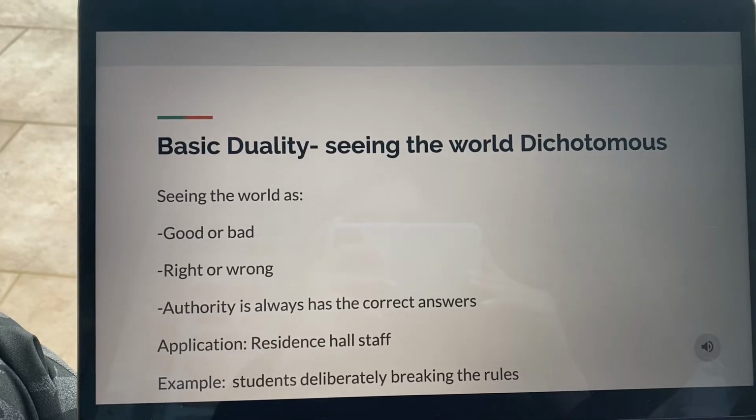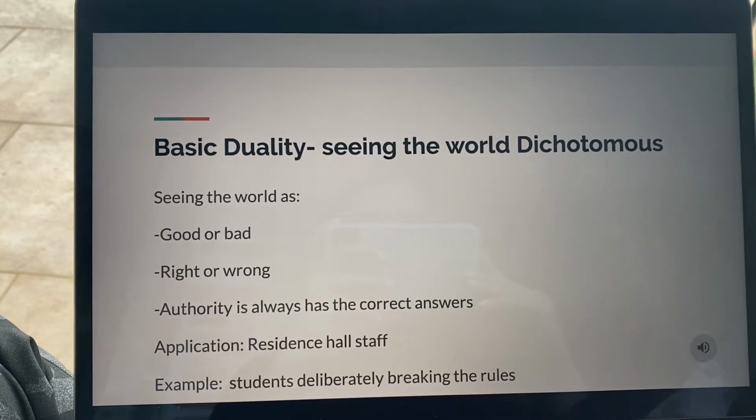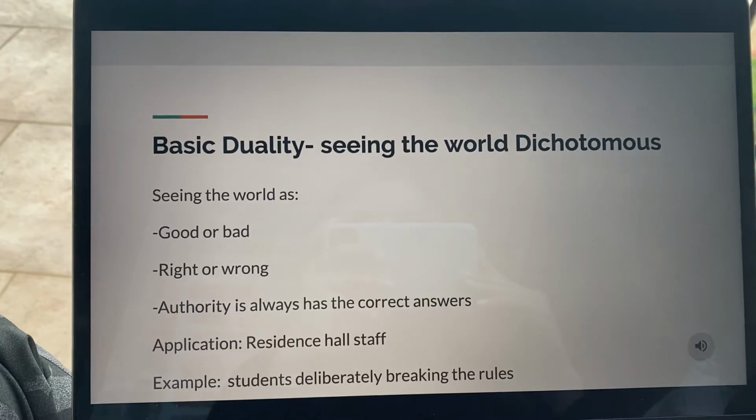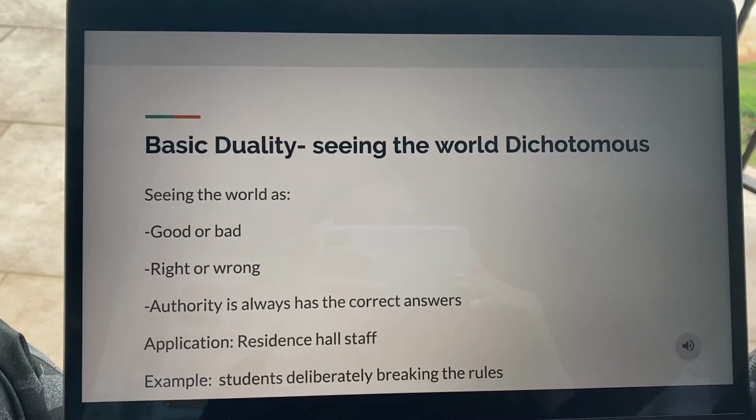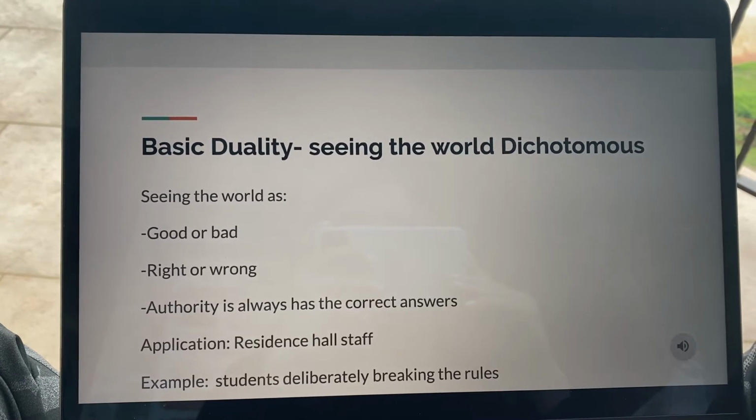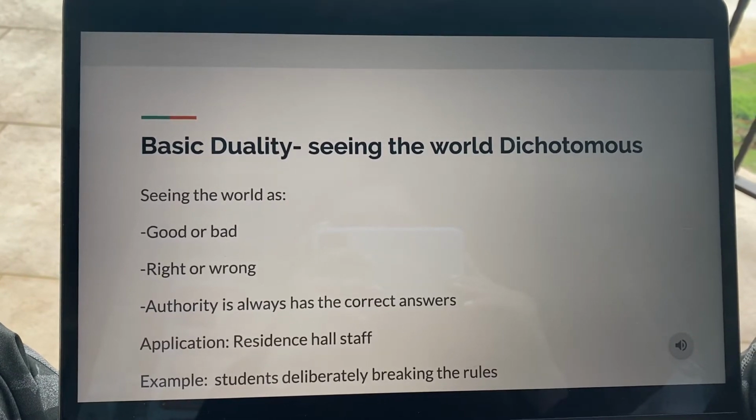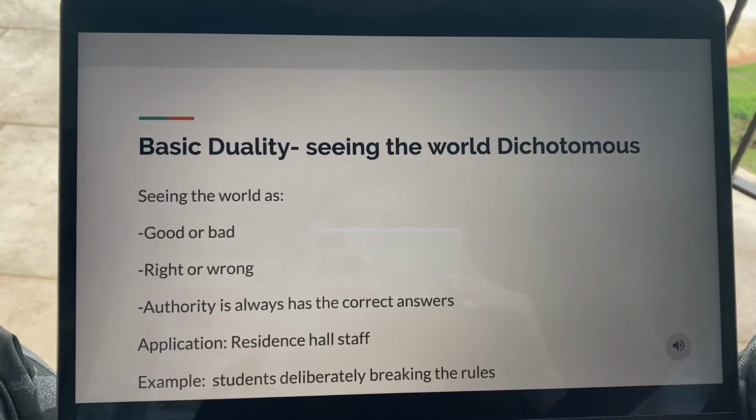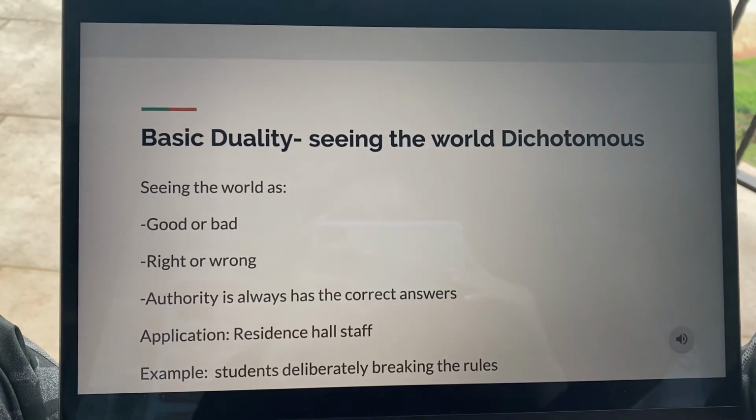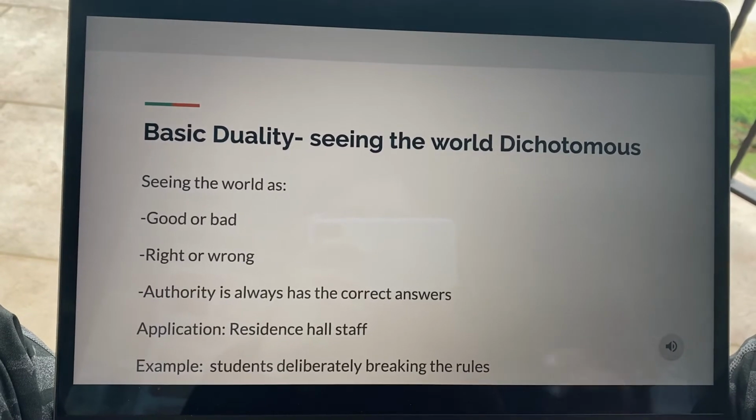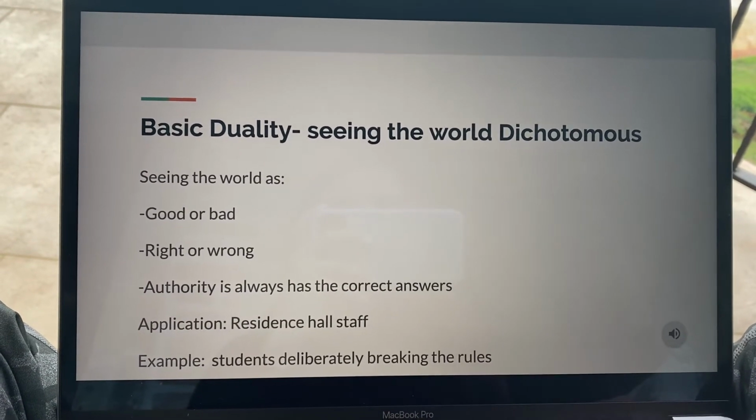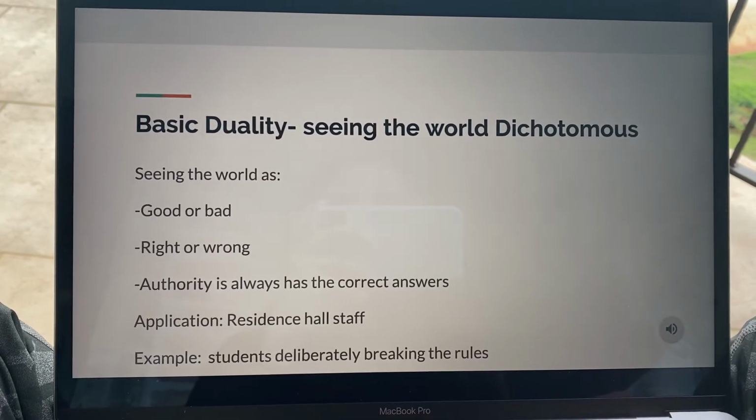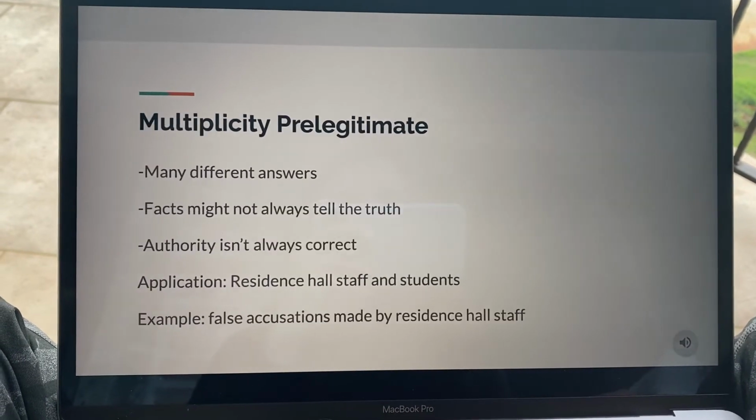I would apply this to residence hall staff. An example would be students deliberately breaking the rules, such as a student breaking curfew or visitation rules when they knew that that was the rule when they first attended the university. That would fall under basic duality because the authority would definitely be correct in that situation.